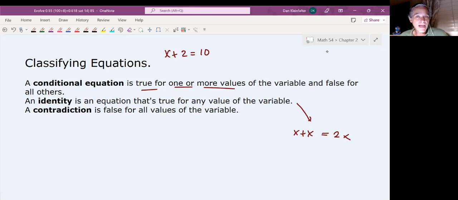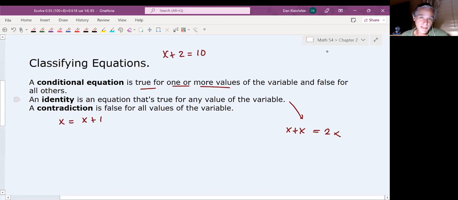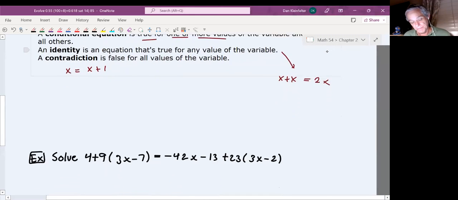No matter what happens, you're going to get false. An easy example of that would be to say x is equal to x plus 1. So what number is equal to 1 more than its own self? There's no such number equal to 1 more than itself. So that's a contradiction. Contradictions are never true. Identities are always true. And conditional equations are conditional. Sometimes yes, sometimes no.